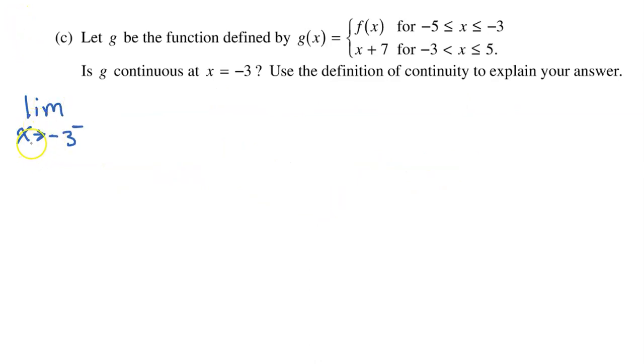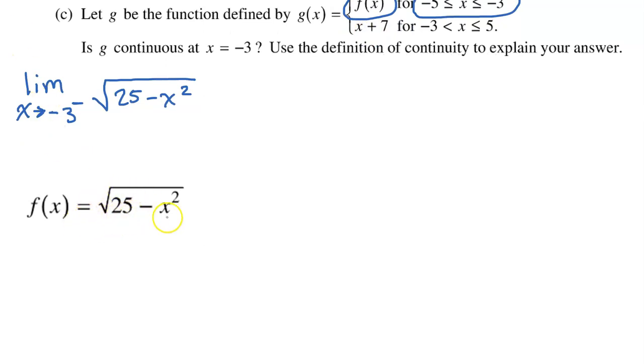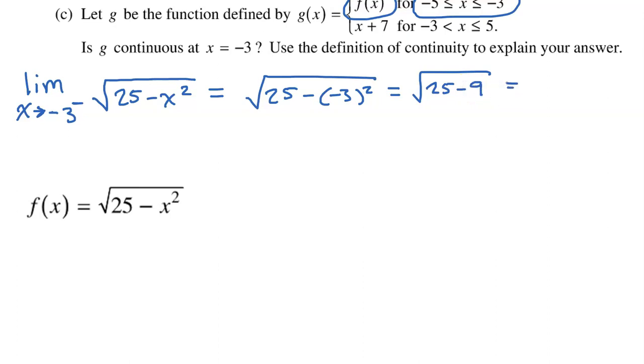Let's start by finding the limit as x approaches negative 3 from the left. Well, to the left of negative 3, we are in this interval right here. And the piecewise function says that in this interval, g of x is equal to f of x. So what was f of x again? It was the square root of 25 minus x squared. We can evaluate this limit by direct substitution. Just plug in negative 3 for x. So we get the square root of 25 minus negative 3 squared. Man, this is looking very familiar. This is the square root of 25 minus 9, which is equal to the square root of 16, which is equal to 4. This is the limit as x approaches negative 3 from the left.